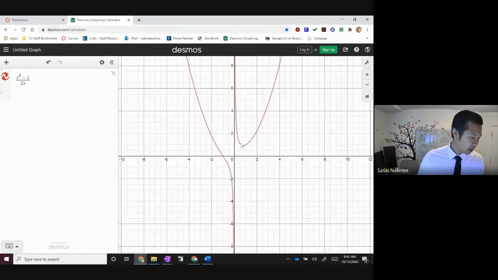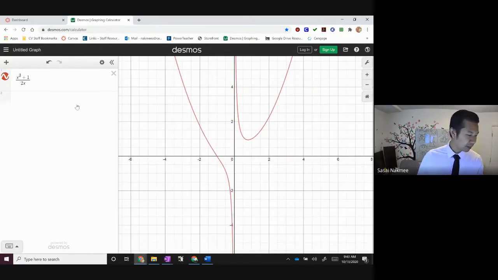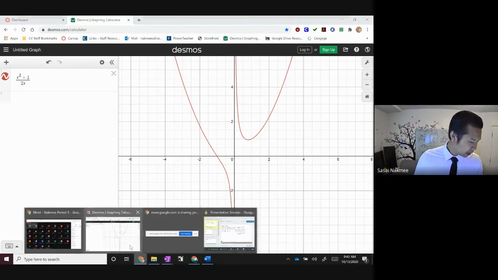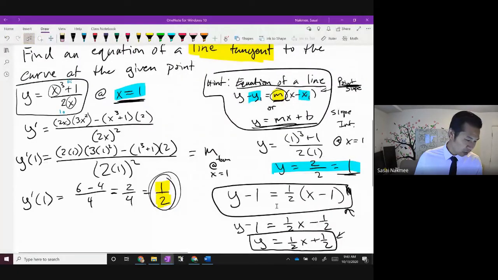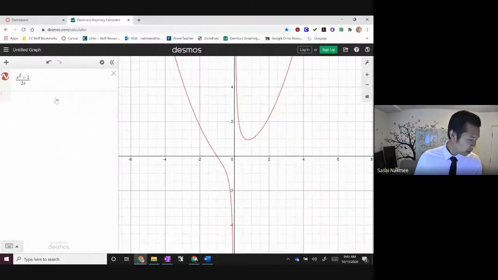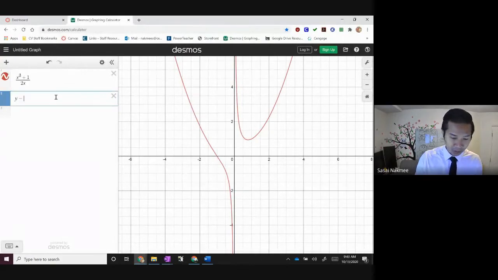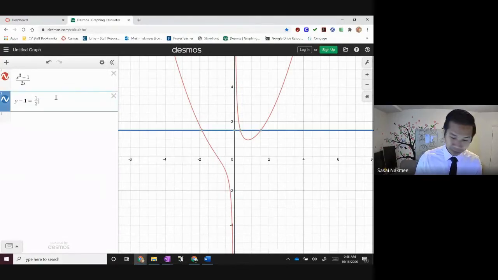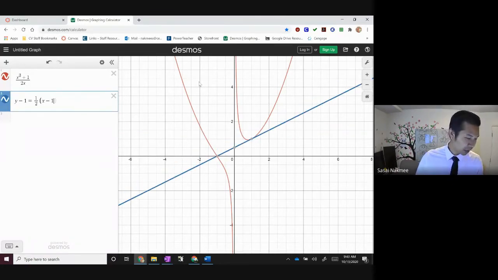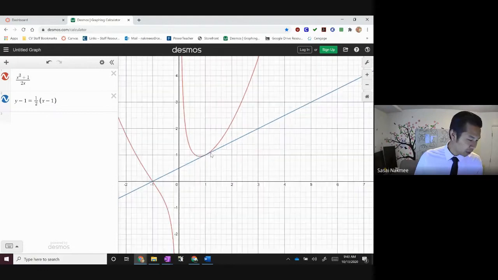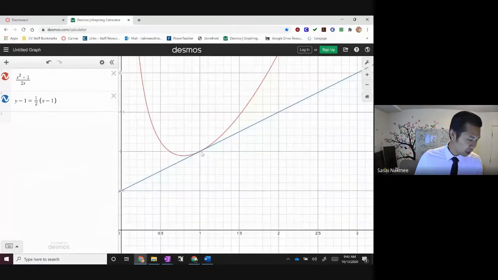So when they want us to write an equation of a tangent line at x equals 1, we found it to be this line right here. When we did our work, what did we get? We got y minus 1. So I'm going to write that in. y minus 1 equals 1/2 times x minus 1. Check it out. The point that they're focusing on is that x equals 1, which is right here.